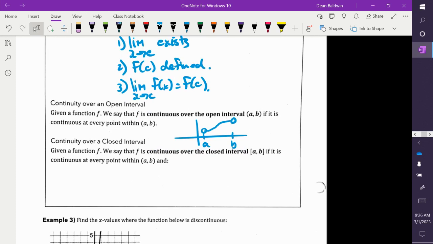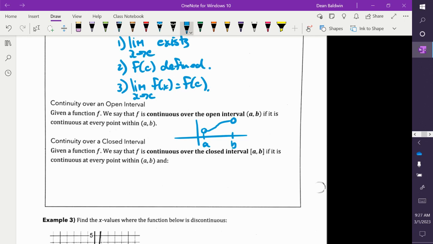Closed interval, it's slightly different. Well, if you do it graphically, it would make sense, but we'll write it out and then we'll write it graphically. So you're continuous over the closed interval [a, b]. Does everybody understand what I mean when I say closed and open? Right? Square brackets, we're including those numbers, so we say it's a closed interval. We're including the beginning and the last point.